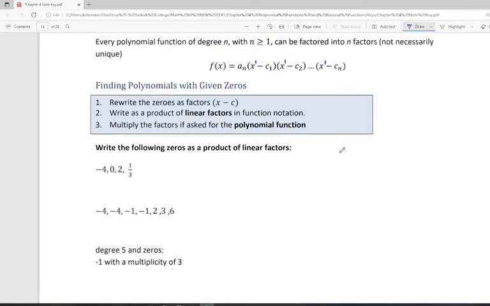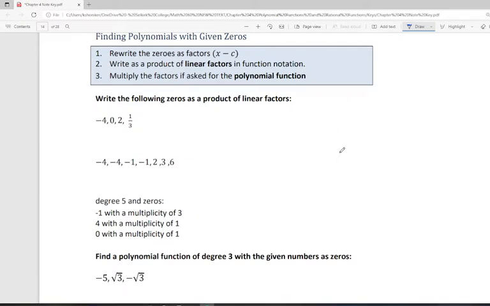All right, so first thing we're going to do is the exact opposite of what we did yesterday. Yesterday, we factored polynomials to find zeros, and we're going to start today's lesson with given zeros, go back to what the polynomial function will be. So our job is going to be to rewrite the zeros as factors, and then we're going to write them as a product of linear factors, and then sometimes you'll be asked to then multiply the factors together to give a polynomial function. That'll make more sense when we do this.